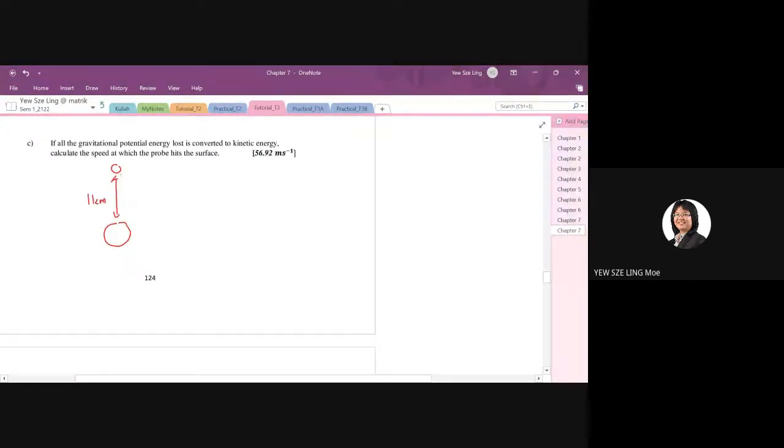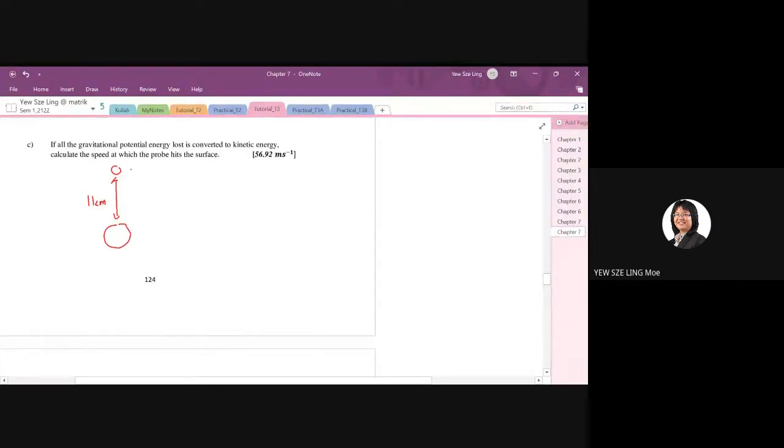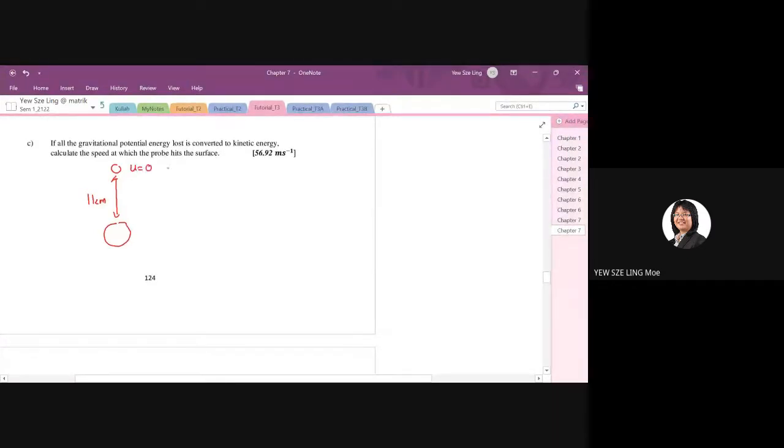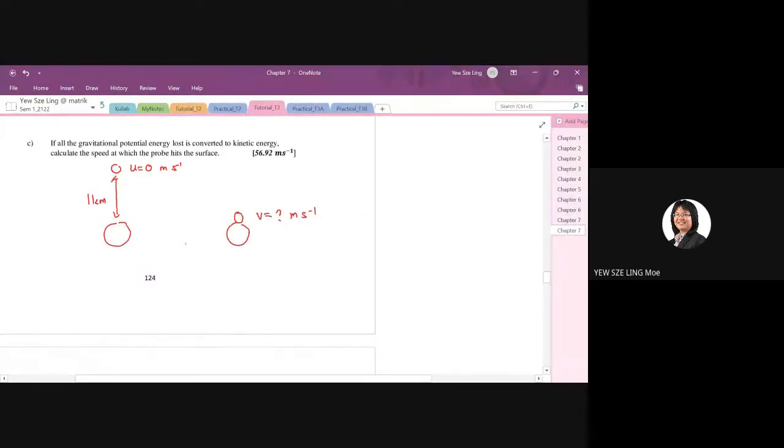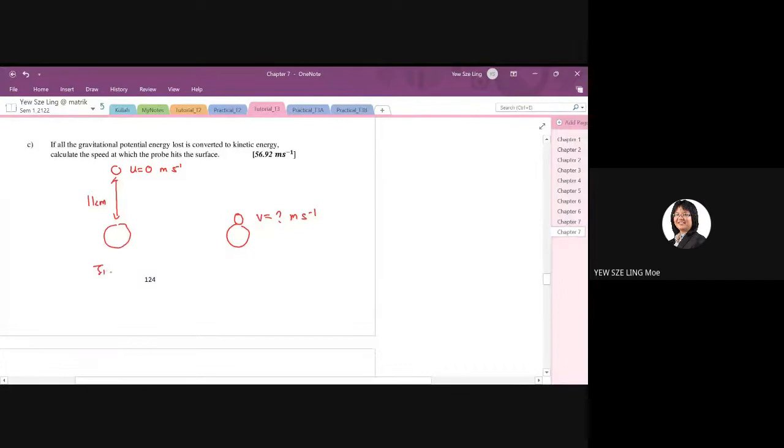So what happens at the initial position? Initially, u equals 0 m s^-1. That's why in the previous question it uses the term drops. Initially u equals 0 m s^-1, and then it starts to drop until it hits the surface, where now you want to determine v. So v is an unknown value. So this is the initial.